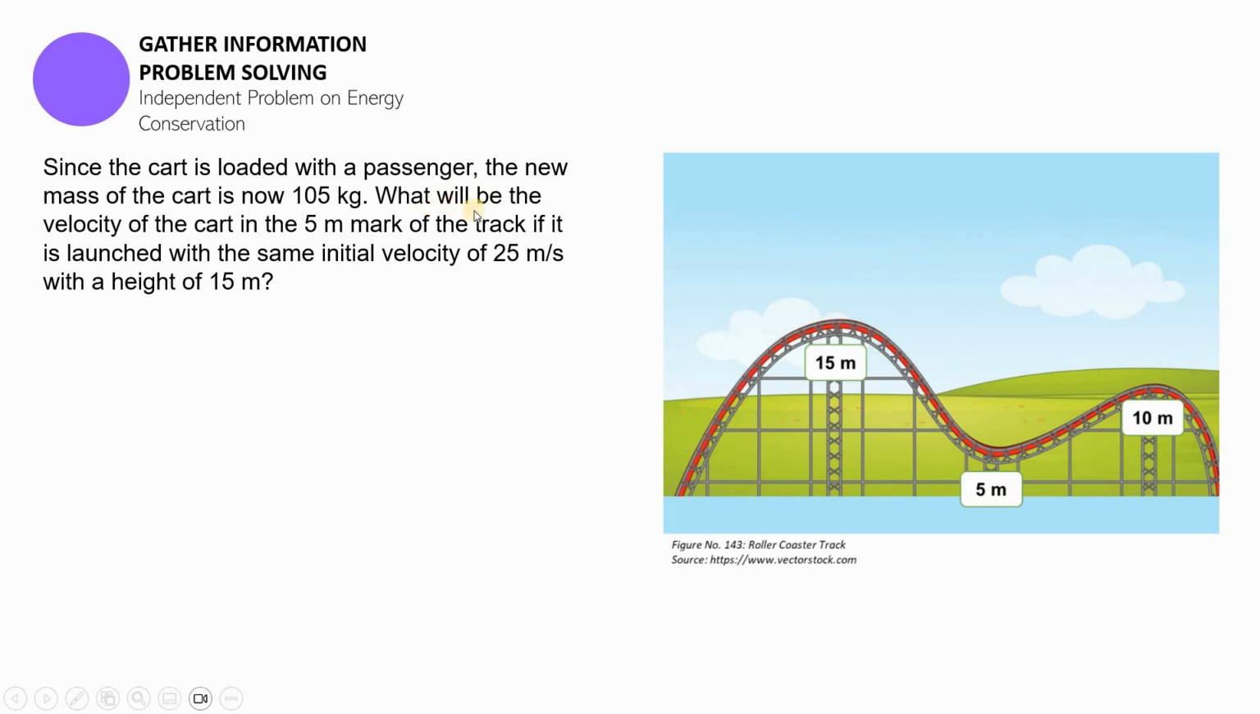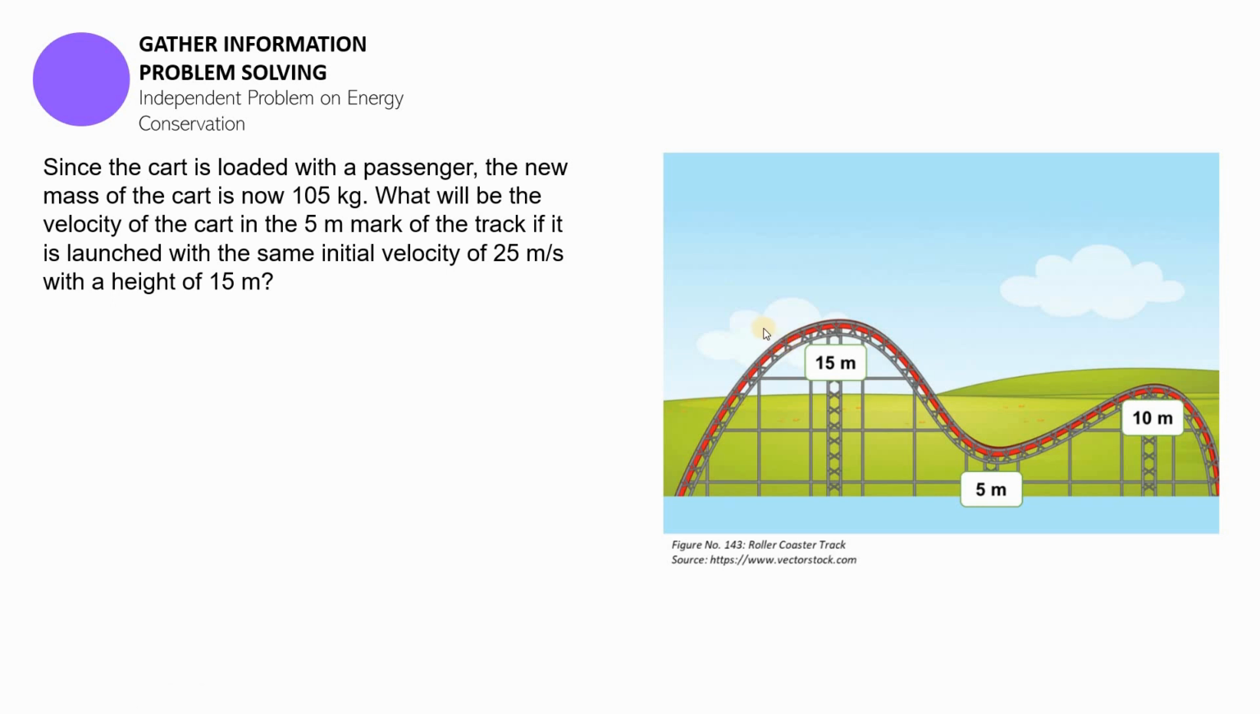What's going to happen? What will be the velocity of the cart at the 5-meter mark if it now has 105 kilograms of mass? And if it is launched with the same initial velocity of 25 meters per second from the same height of 15 meters? So, how fast is it now upon reaching the 5-meter mark? Go ahead and start solving this problem. You're basically going to repeat everything we did in the previous problem, except this time we have a new given factor. Okay? Alright. Are you done?